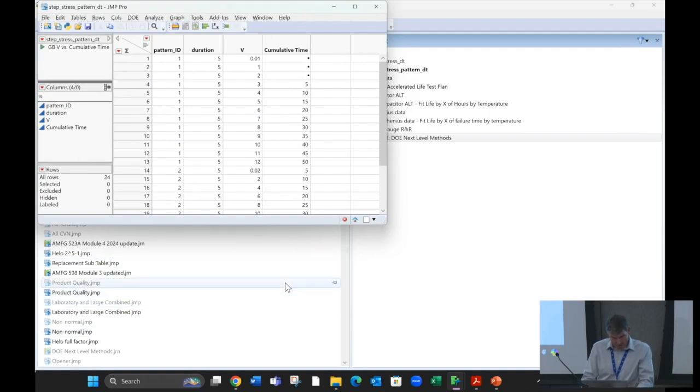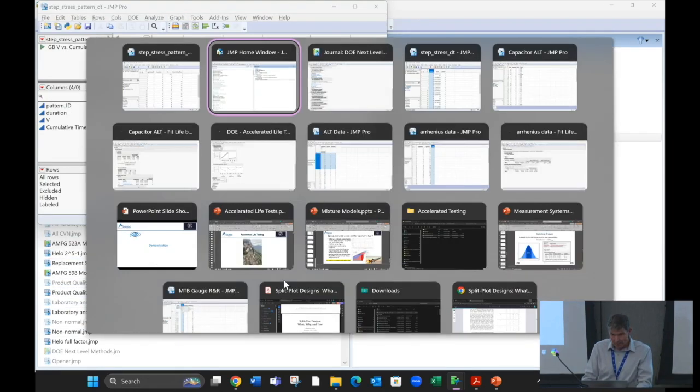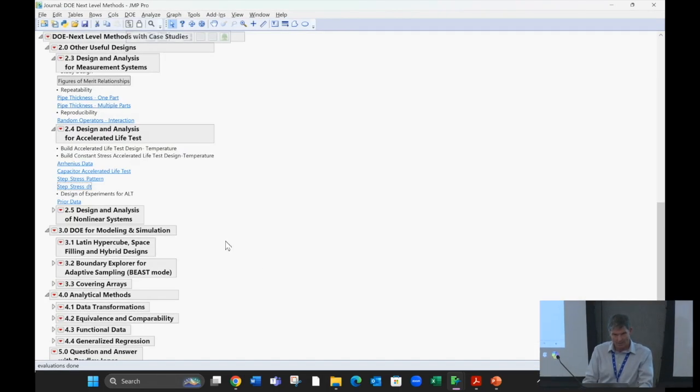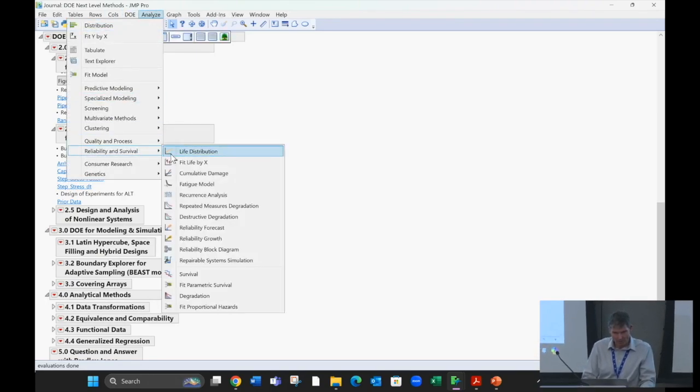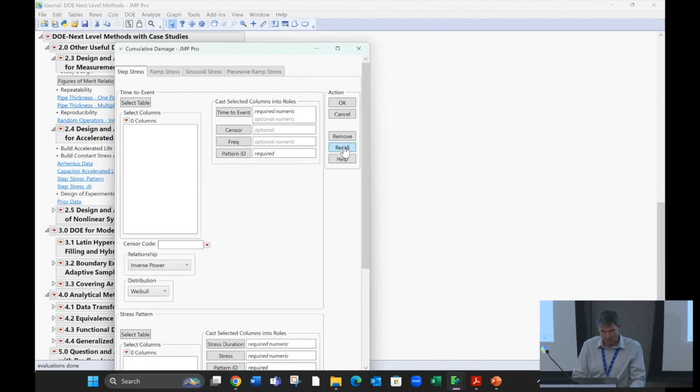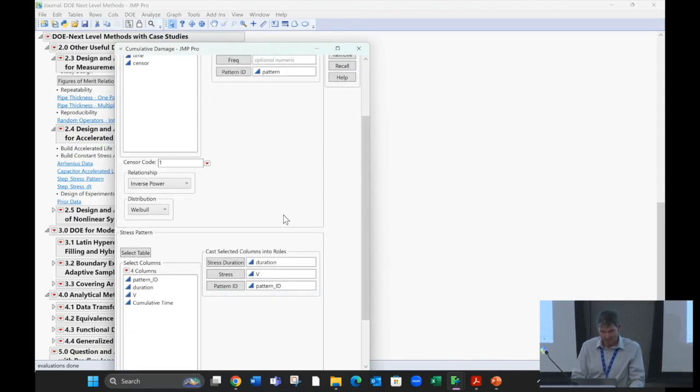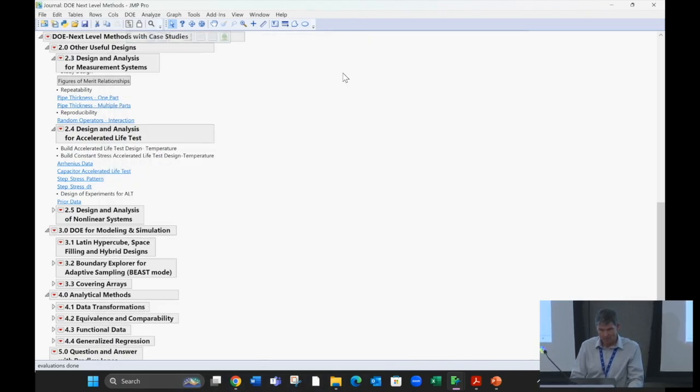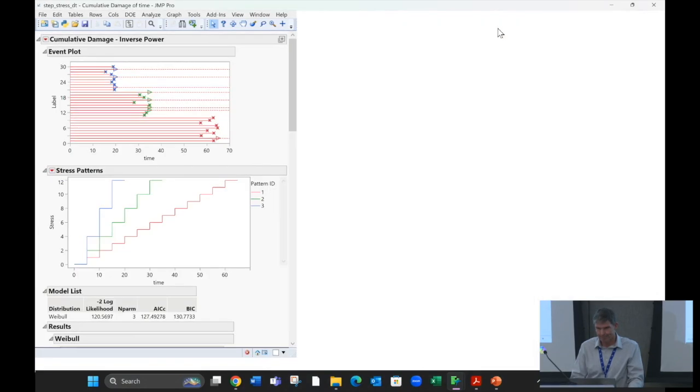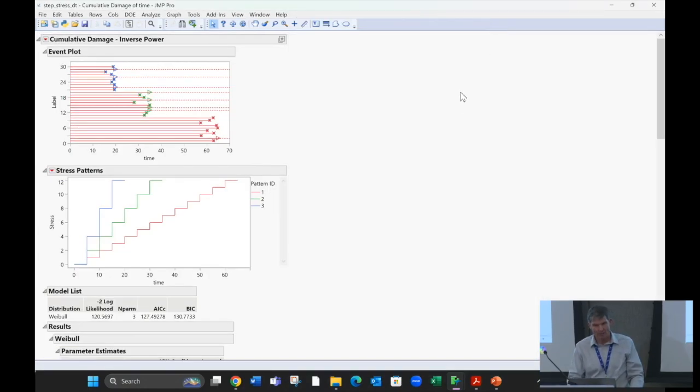Where did that interface go? Come on. Let's see, where'd you go? Capacitor. All right, we'll start over. Quickly, Analyze, Reliability and Survival, Cumulative Damage, recall. And that should do it. Okay. Not sure how that ordinal got in there.